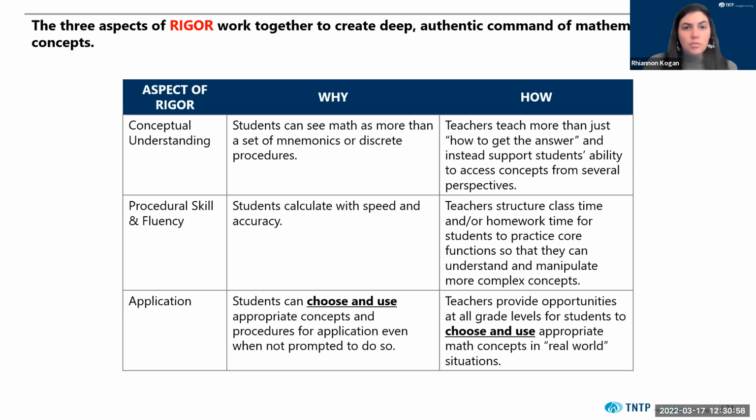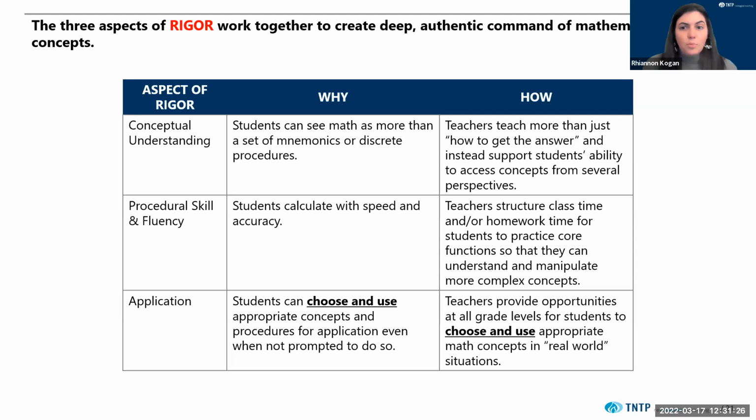Students develop procedural skill and fluency so that they are able to calculate with speed and accuracy. And students develop their application skills so that they can choose the appropriate concepts and procedures when they tackle tough mathematical challenges in the real world. All 3 aspects of rigor, conceptual understanding, procedural skill and fluency, and application need to be addressed for students to be able to reach the depth of learning that is expected by the standards.